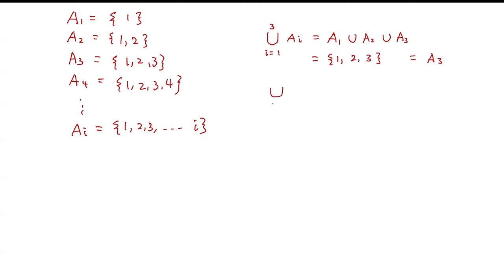Now, what if you take the union where i equals 1 up to n, where n is an arbitrary number? Okay, so this will just equal An. Why? Because it will give you the elements from 1 to 3 up to n. Now, what if you have the union from 1 up to infinity of Ai? Now, again, you can't give me infinity because infinity is not a number. What does this give you? The set of all positive integers.